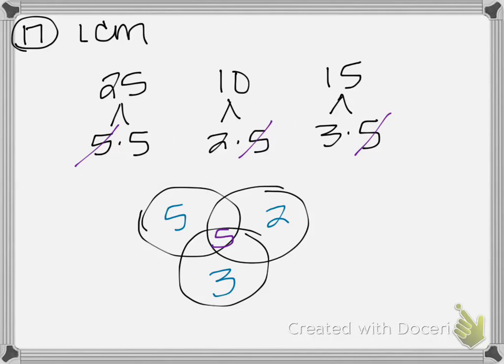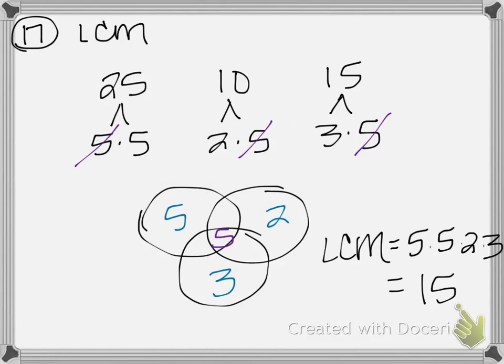But I'm looking for the LCM. So the LCM is going to be everything I see in my circles multiplied together. So 5 times 5 times 2 times 3. And whatever that ends up being is my LCM. So that's 25 times 2 is 50. Oh, it looks like 150. Which in my list, I didn't get that high in my list. I kind of ran out of space.